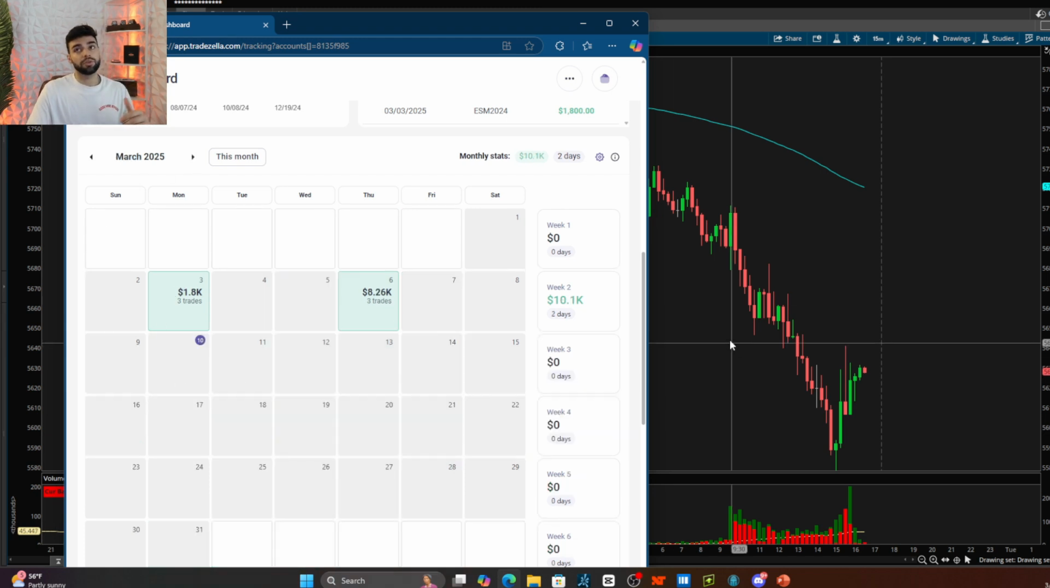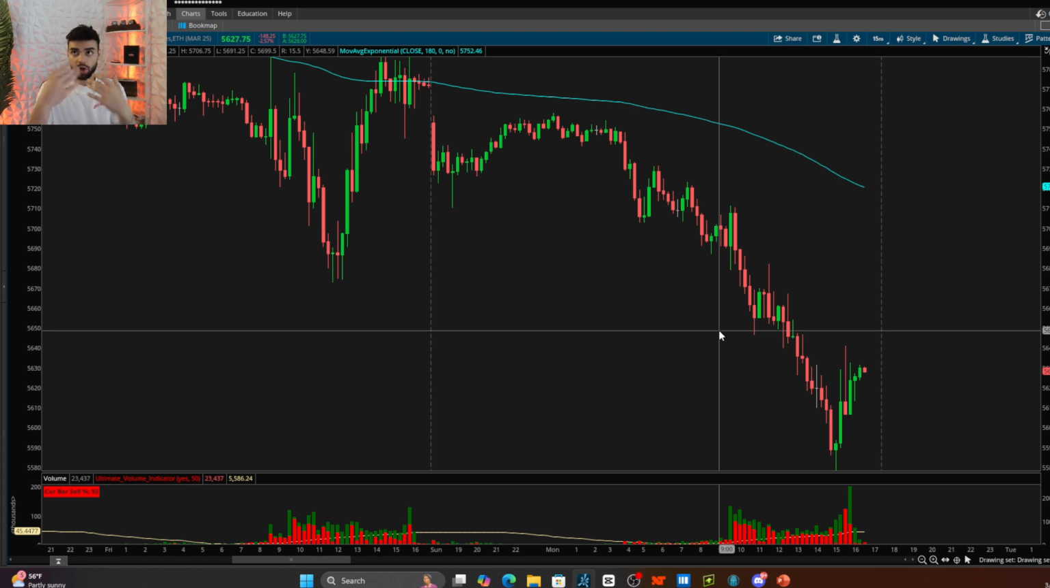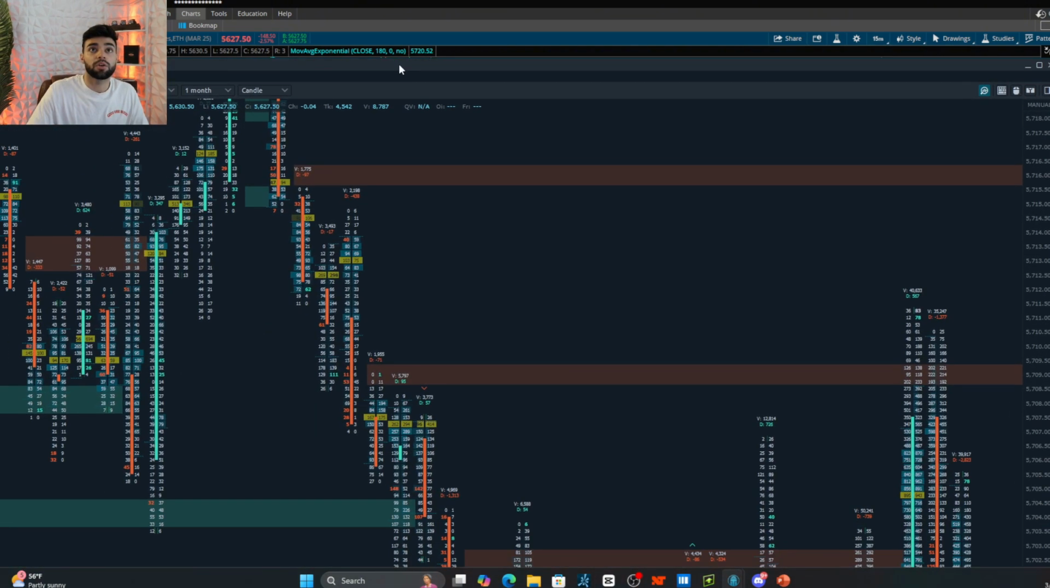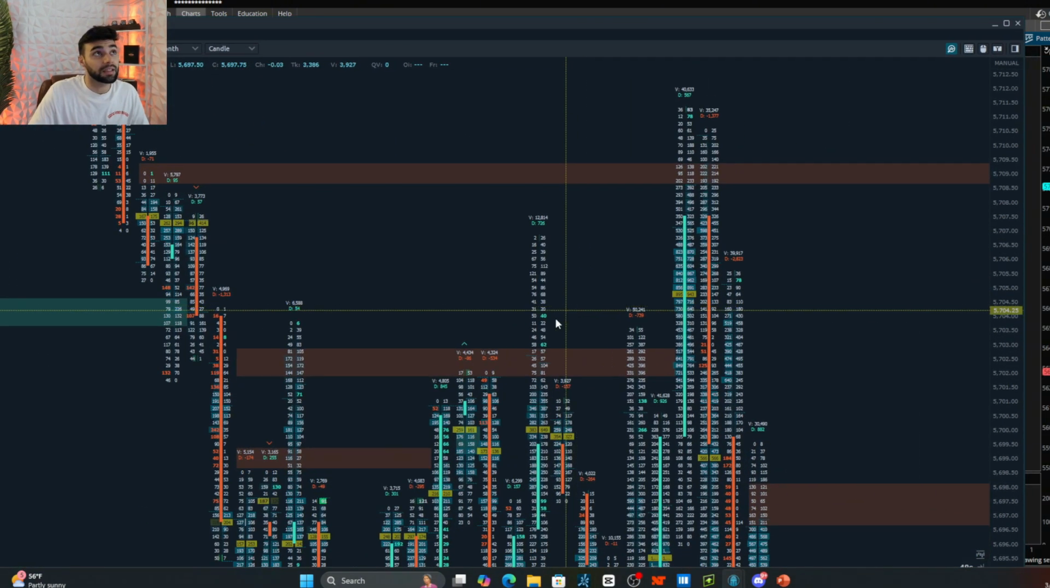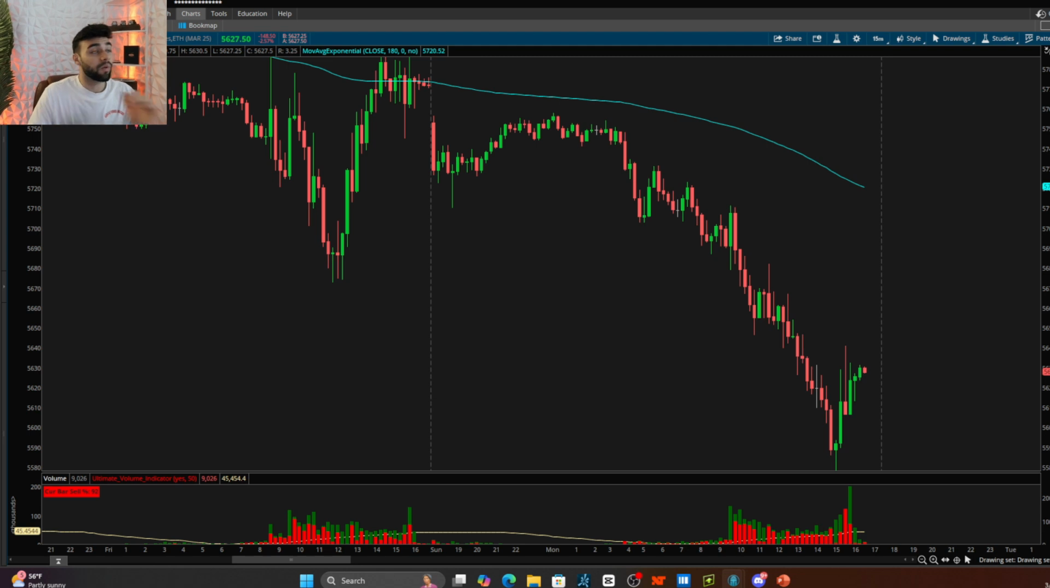Now, to use this tool, you're going to need a couple of things. You need a charting software, obviously a broker or a prop firm, and then the footprint charts, right? Footprint charts are this right here. If you don't know what footprint charts are, how to get them or how to use them, I'll tell you at the end of this video how you can get these for free, so you can use them for free how I use them. Now let's get right into the video.